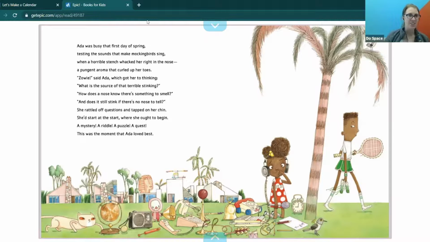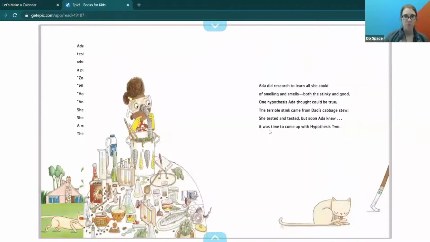Okay, friends, so she has a question. What is the source of this terrible smell that she's smelling? So she's going to be doing experiments to solve the question or answer the question. What is the source? What is making this terrible smell? Let's find out what she does to figure this out.